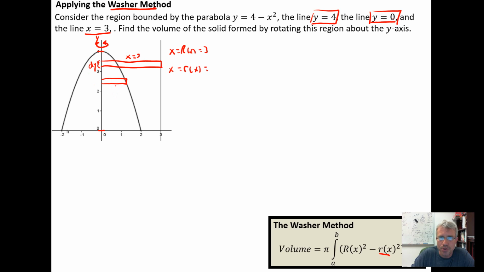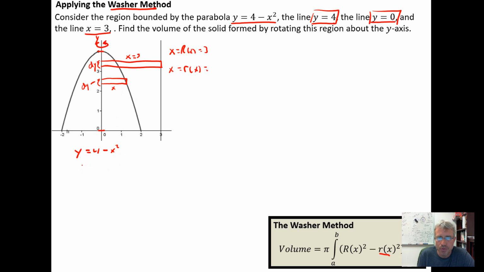The radii are still x coordinates, and the slices are still dy slices, so we need to figure out this radius as a function of y, because we're going to be integrating with respect to the y-axis. So I have to go up to the parabola equation, y equals 4 minus x squared, and I need to solve this for x. X represents the horizontal distances, and I need that radius as a function of y.